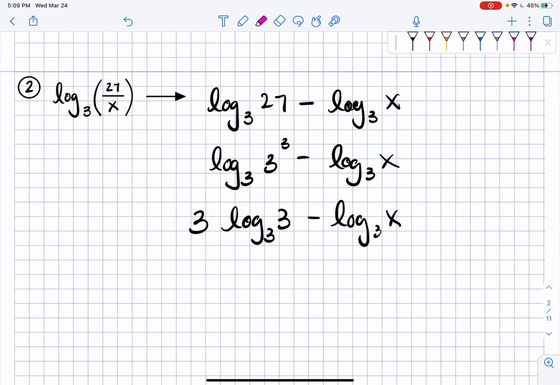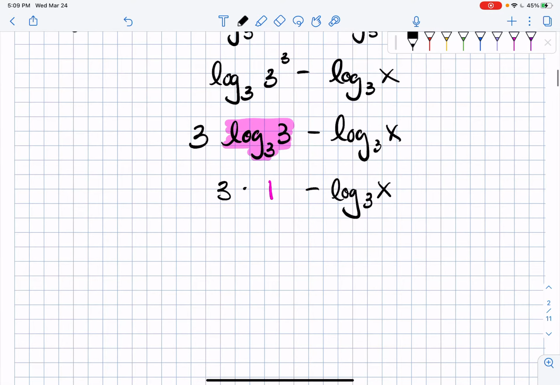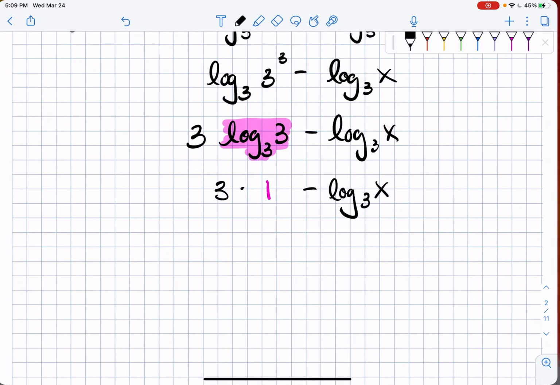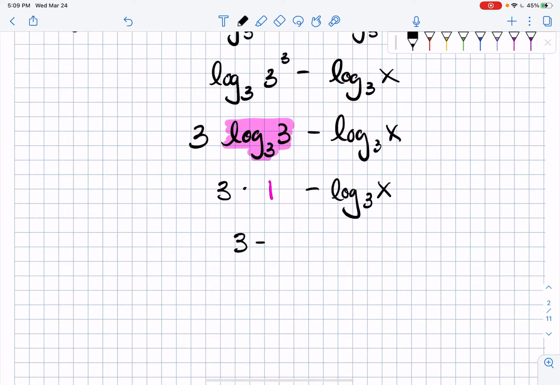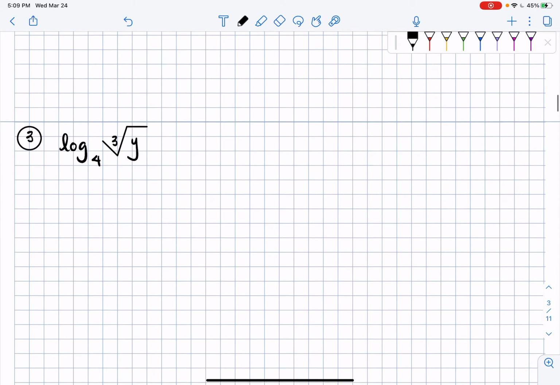So again, log base 3 of 3 is going to equal 1, minus log base 3 of x. With that being said, this is going to equal 3 minus log base 3 of x, and that is going to be choice B. There we go. That's number 2. All right, on to number 3.